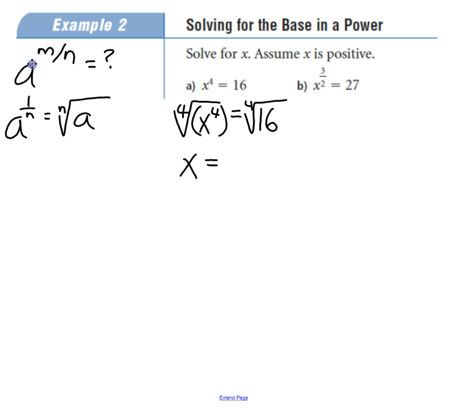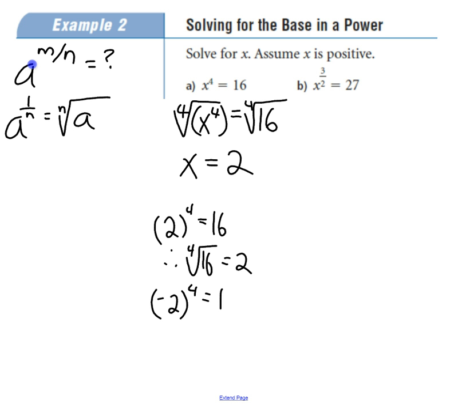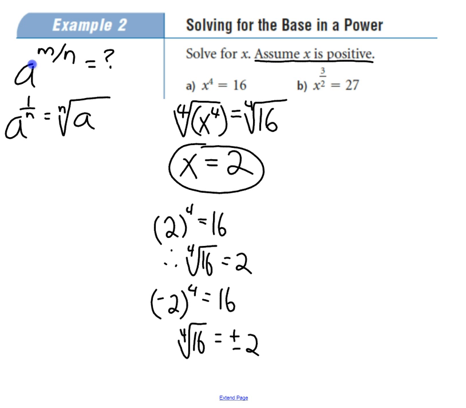Well, 2 times 2 times 2 times 2 is 16. So 2 to the exponent 4 is 16, and therefore the fourth root of 16 is 2. However, negative 2 to the exponent 4 is also 16. So the complete picture, when we take the fourth root of something, would be plus or minus 2. Since we were assuming x is positive, this is the only answer we want.